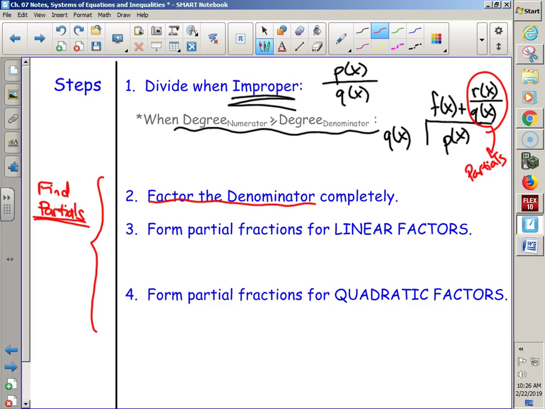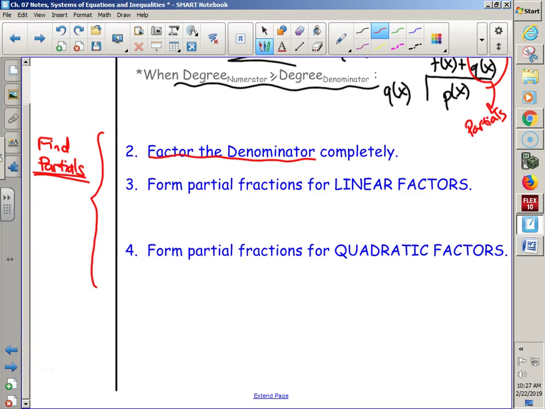Factor the denominator completely. And steps 3 and 4 say form partial fractions. Form partial fractions. And technically, this is just how to set up the procedure to find the partials. Right now, this is just the setup. What's coming next is the solve. This is just the setup right here.